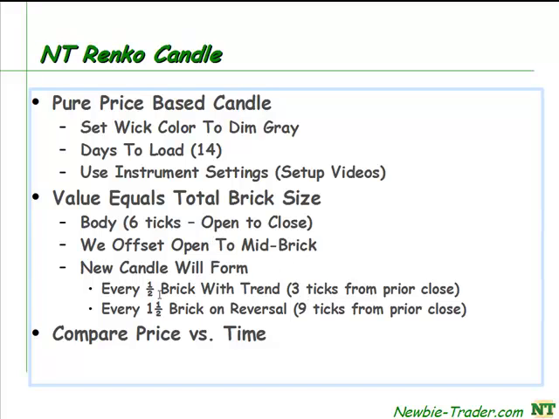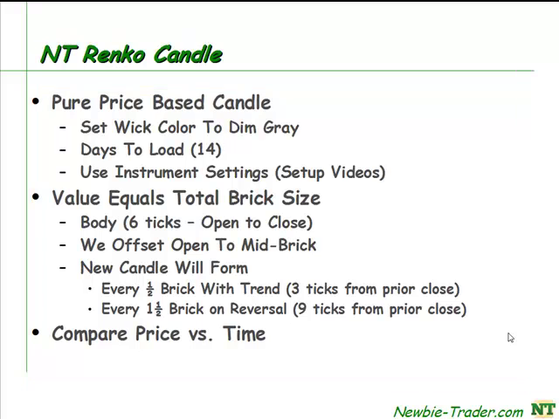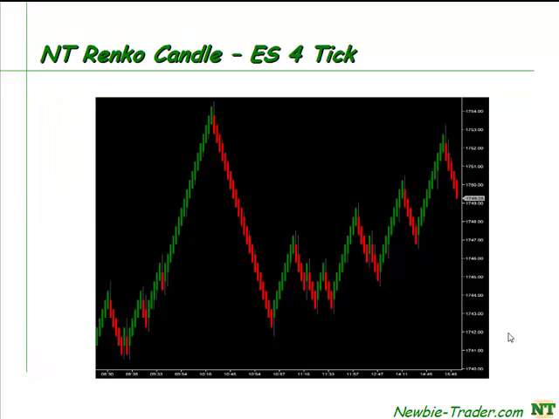A new candle will form every time you get a half brick in the same direction with the trend, so 3 ticks moving forward, and every 1.5 bricks on reversal. So it actually takes 9 ticks to get a reversal candle. And let's just take a look at how they compare to each other when you're looking at a time-based chart. Here would be an ES candle. Let's say same picture that I just showed you on the crude, but with a 4-tick brick instead of a 6-tick brick. But you can see the rotations are clearly defined.